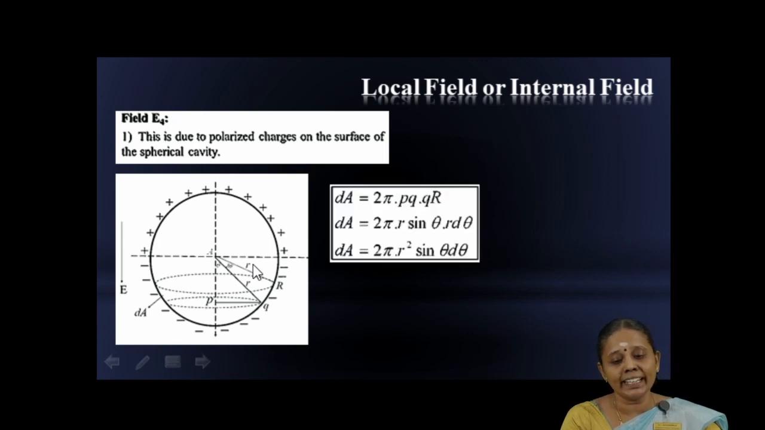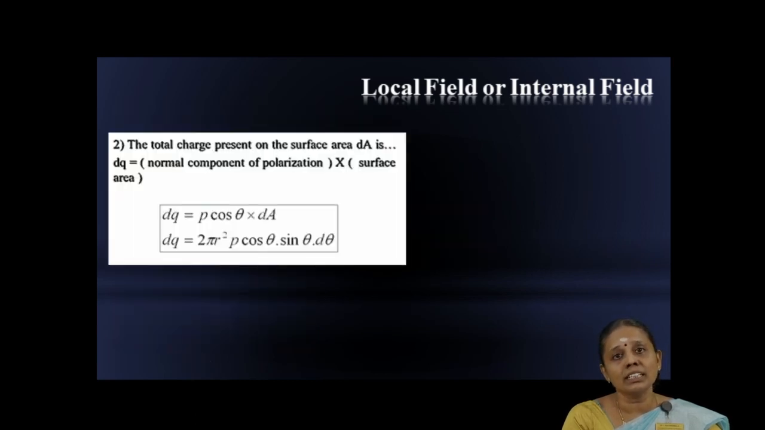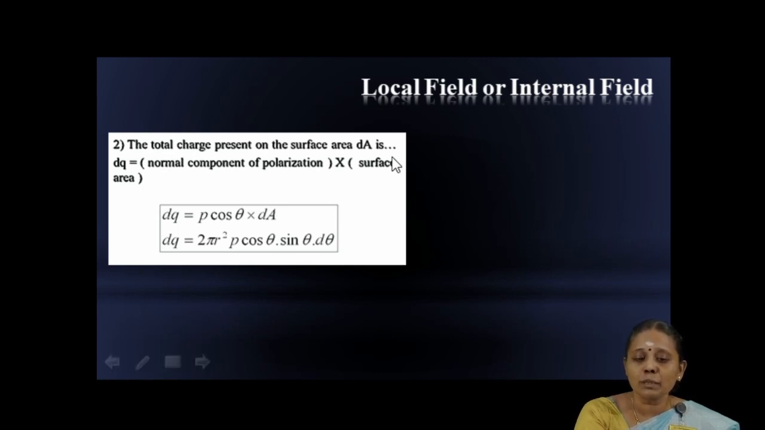Let us find the area dA. So, dA is equal to 2 pi r squared sin theta d theta. Here is the second step. In the second step, we are going to calculate the total charge present on the surface area. Consider surface area dA. The charge is the product of the normal component of polarization and the surface area. We have already derived the surface area. Substitute the value, we get the total charge accumulated on the surface: dq is equal to P cos theta into dA. Here P cos theta is the normal component of polarization. We have just derived the value of dA.